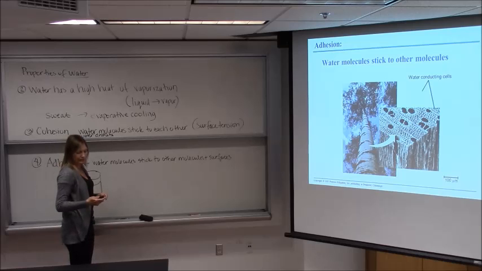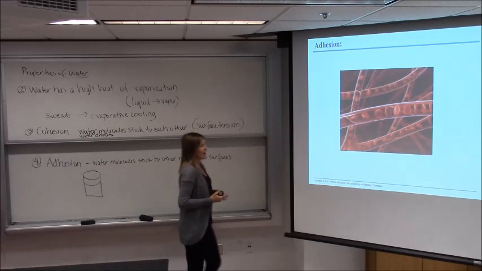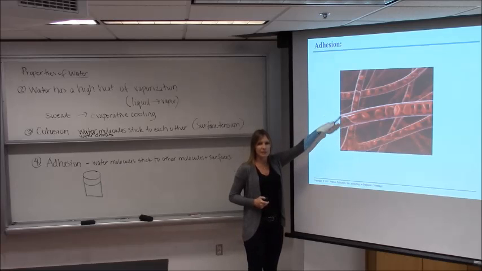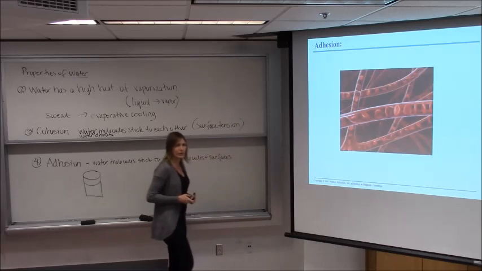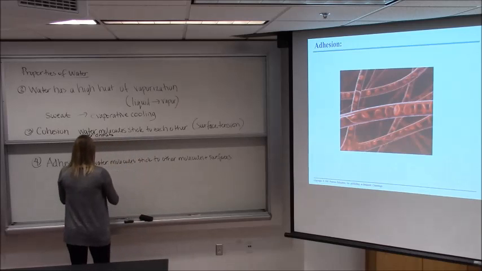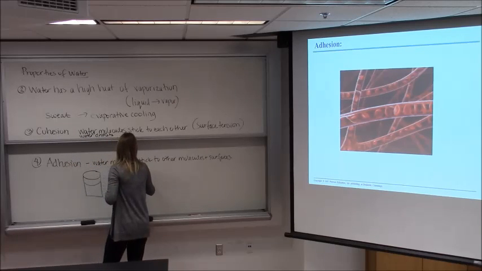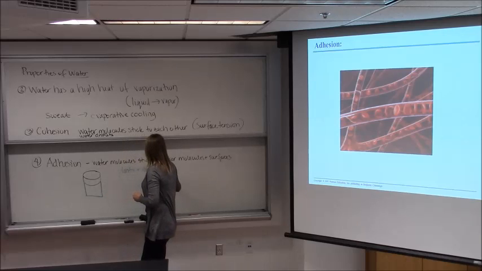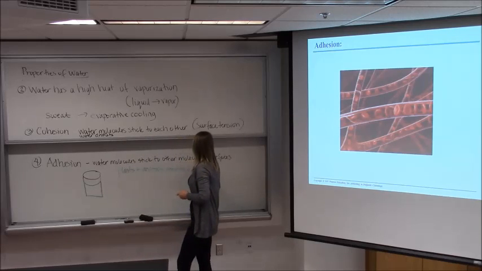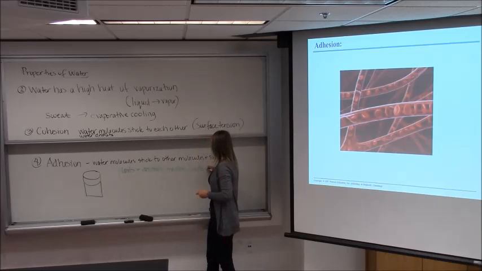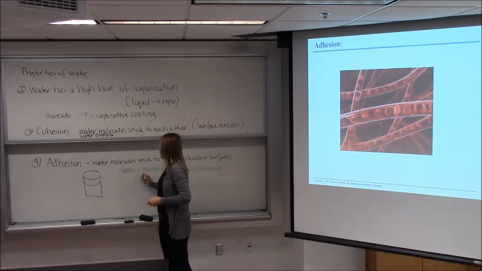We need plants. But what about us? What vascular system do we have that we need to move fluids through? Our blood vessels. Similar story. So plants and animals need to move fluids around through their tissues. So this is a very important property of water.